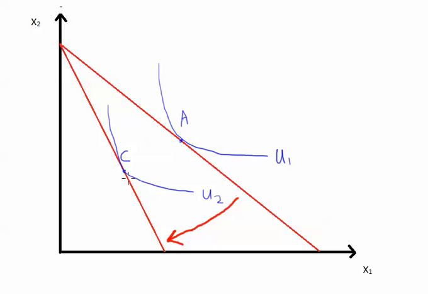One way that we can decompose this so that we can find the substitution effect and the income effect separately is to do what's called a Hicksian decomposition. So first we find the substitution effect, which is the change in the consumption of X1 that is due to the change in relative prices holding utility constant. So we rotate this budget constraint around the original indifference curve until we reach the new price ratio.